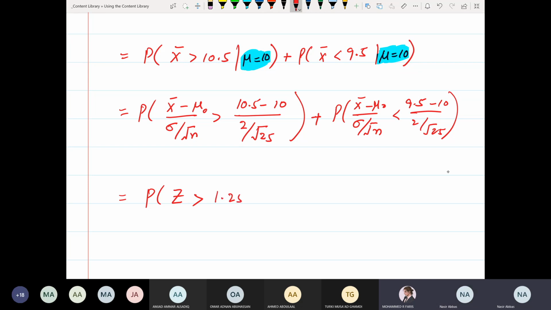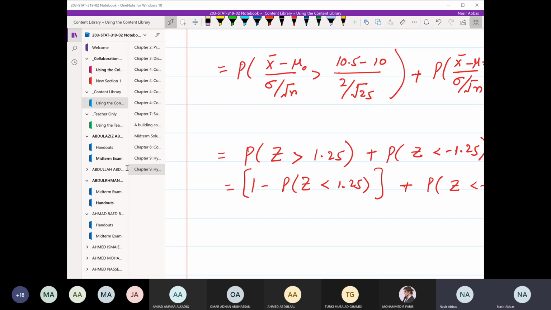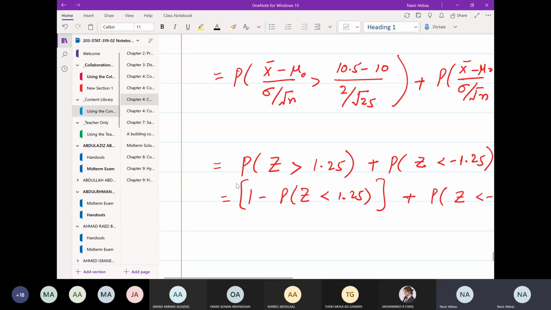1.25 plus the probability of Z less than minus 1.25. The greater than probability cannot be found from the Z table, so I have to convert it into 1 minus the probability of Z less than 1.25, plus the second one, which can be found directly from the Z table. So I will go to the Z table and look for the probability less than minus 1.25 and less than 1.25. I'll get both of these from the Z table and plug them in here.